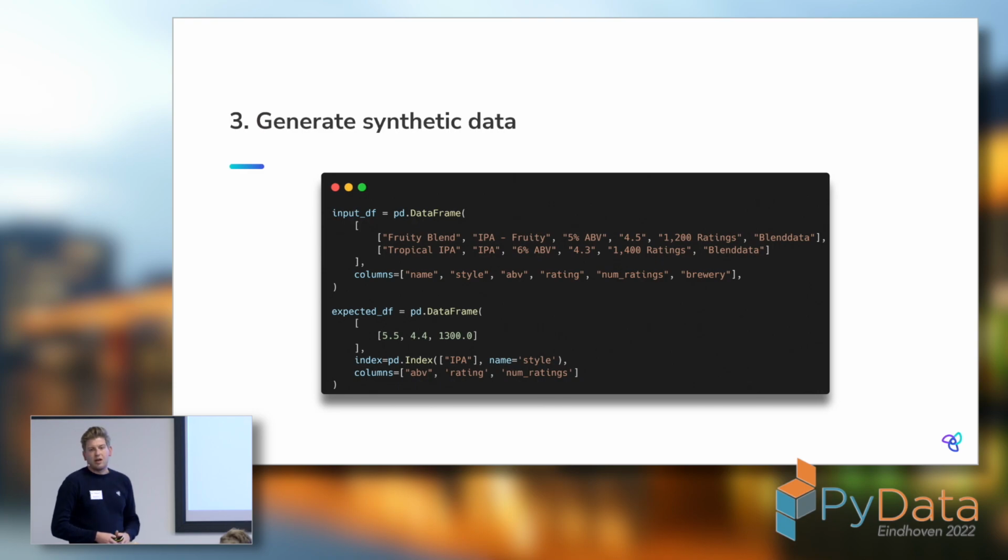Here I created a data frame from a Python list, and here we see that it is not the actual data, but something that we have come up with. In this case, we used 2 beers that are brewed by Blend Data. We're not an actual brewery, but in this case we can use that for our test. We have an IPA and a stronger and a lighter beer. And we have our expected data frame that just contains 1 row and the averaged results that are a decimal number in this case.